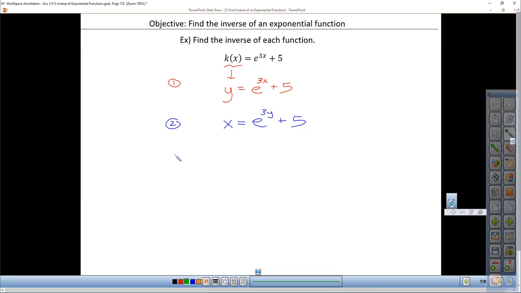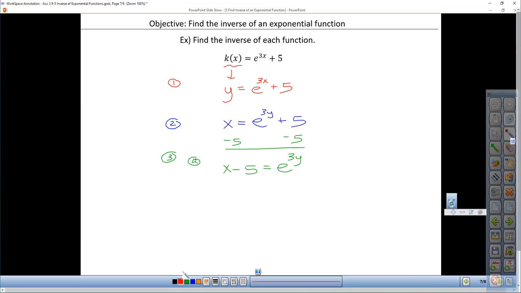Then we begin the process of solving for y. Remember that first step is to isolate the power. The power again is the base to the exponent. Here our base is e and its exponent is 3y. So to isolate it, we have to undo the addition of 5 that follows it. So we would start by subtracting the 5 from both sides. So now we have x minus 5 equals e to the power of 3y.